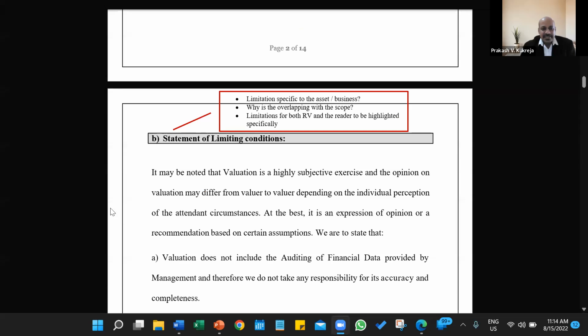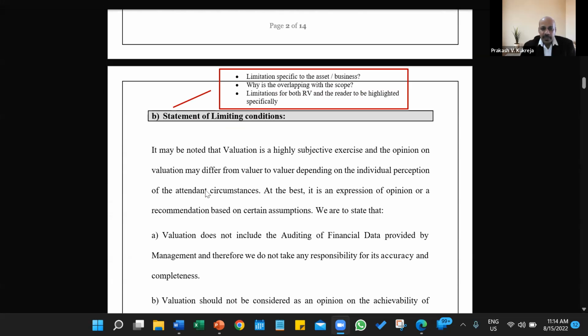Moving on, the next is the statement of limiting conditions, right? So limiting conditions for whom? Is it for the asset? Is it for the business? And again, this is linked with the scope also. So again, you will see an overlap.